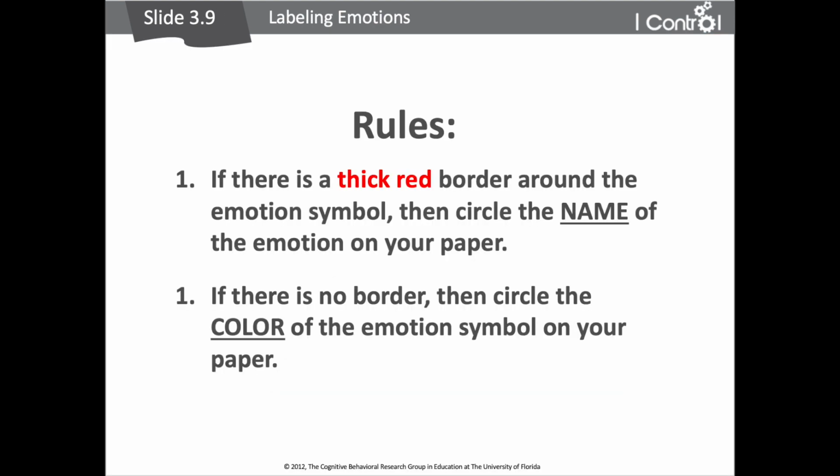Based on the rules, you would circle the color purple for practice 1 because there is no thick red border. For practice 2, you would circle the emotion happiness because there is a border around the picture. Let's continue with the rest of the game, but we will only do the first 8.